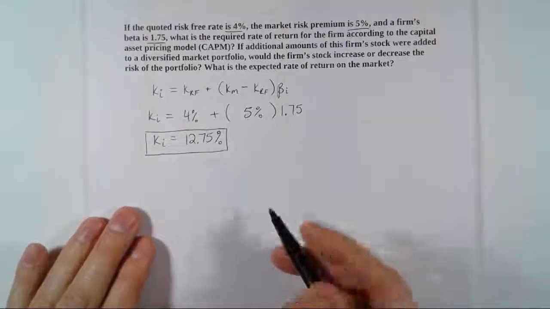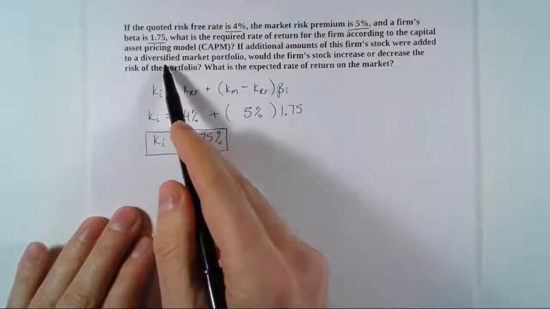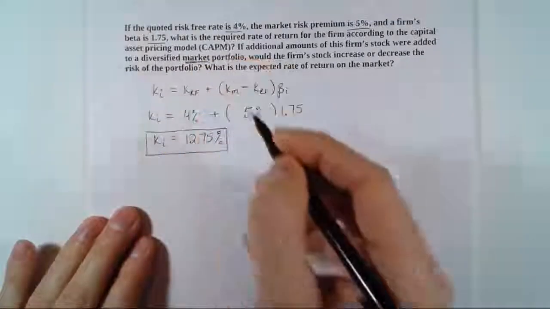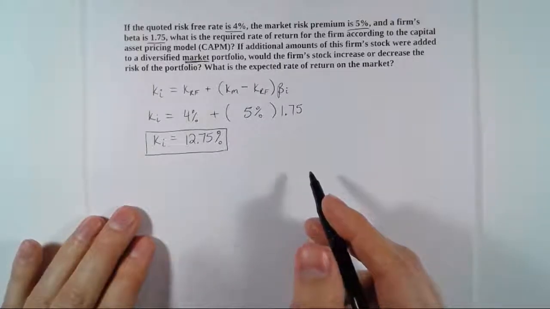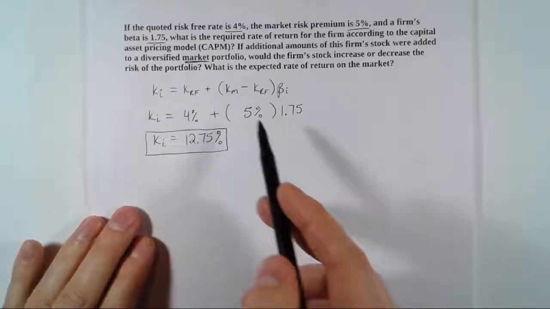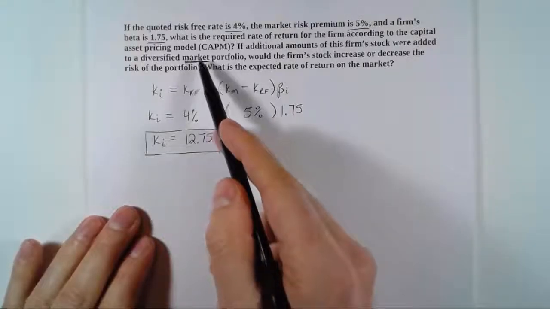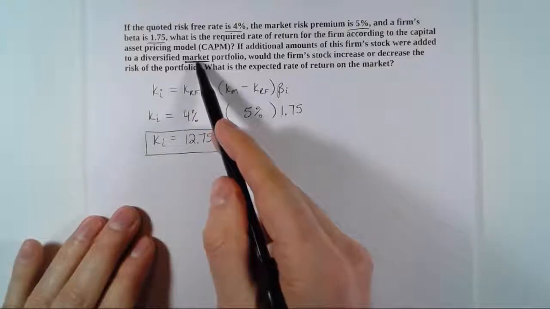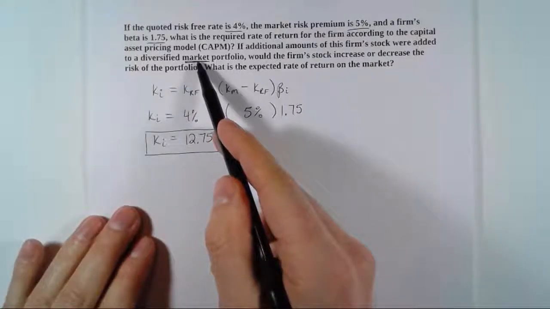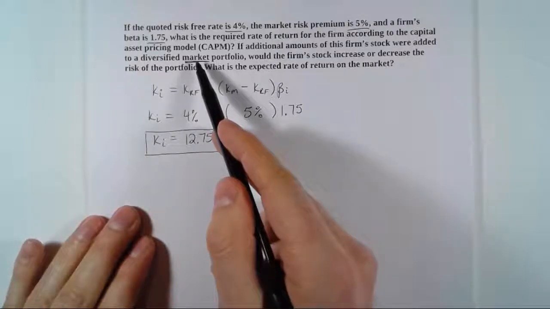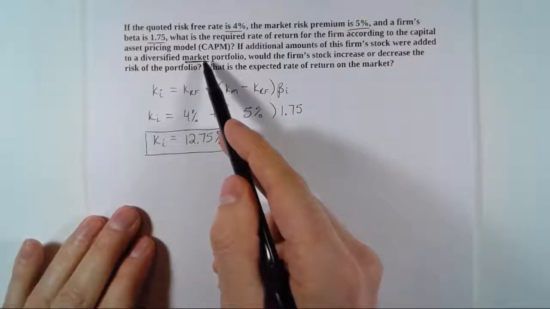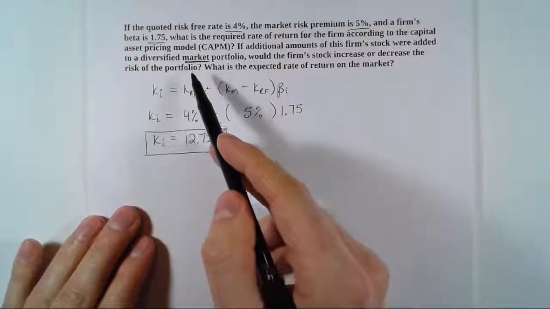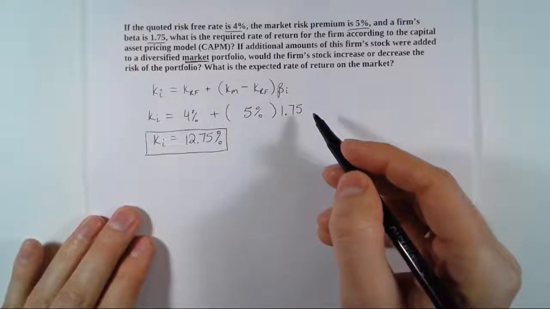The next question is, if additional amounts of this firm's stock were added to a diversified market portfolio, would the firm's stock increase or decrease the risk of the portfolio? Well, to see this, let's think about what is meant by the market portfolio. If I have invested in the market as a whole and I have a market portfolio, the beta of a market portfolio is going to be 1, because beta is measuring how the portfolio or investment moves relative to the market. And if I've invested in the market, my portfolio will move with the market. So beta would be 1 for a market portfolio.